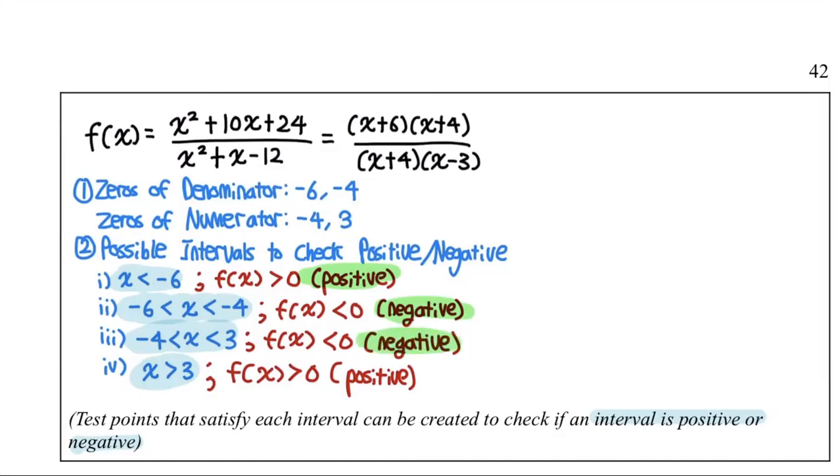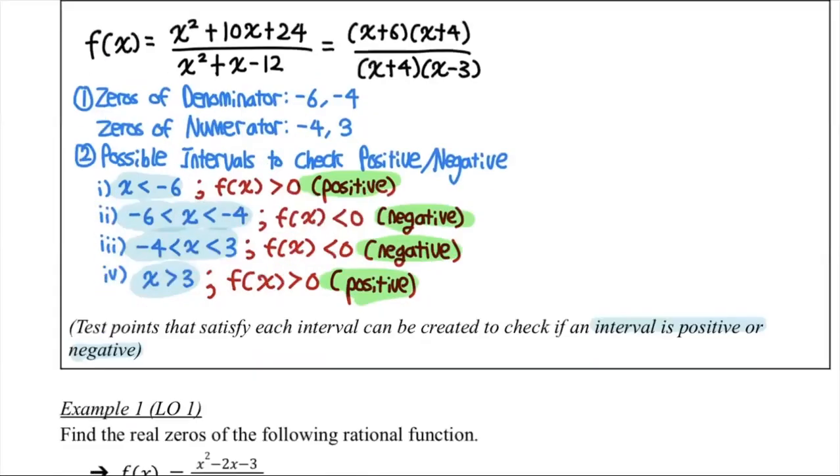Great. Let's test out our final interval as well. Let's think of a test point that is greater than 3. It's something like 4 or 5, right? Then let's plug in 4 or 5 into our function here. If we get a positive value, that means that in this entire interval of x is greater than 3, the entire function value would be positive. So using this method, we can determine if intervals of functions are positive or negative, and when those changes from positive to negative or vice versa happen.